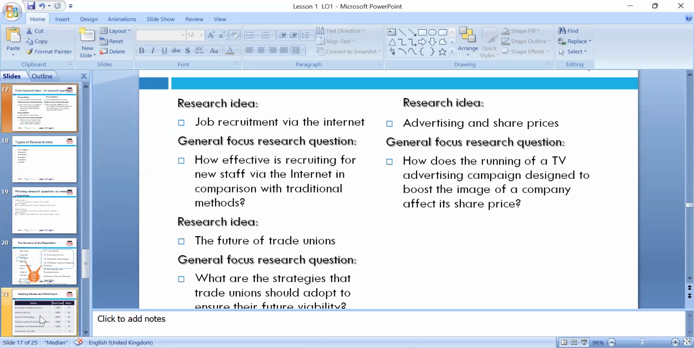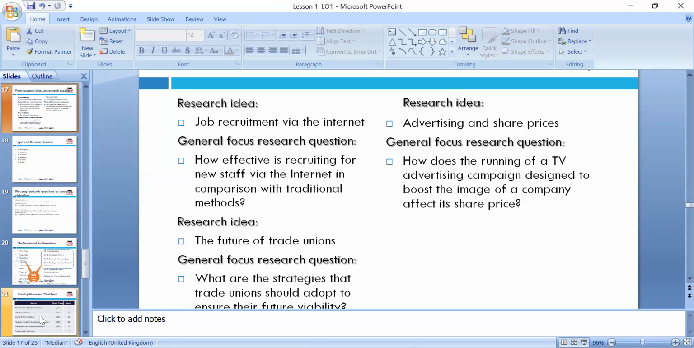Okay, so when we say research ideas like job recruitment via internet, that can be a topic. The general focus of the research question can be: how effective is recruitment of new staff via internet compared with the traditional method? So maybe we want to look at the effectiveness of internet recruitment compared to the old. We can look at cost and benefit. What do you think, which one is costlier? Maybe we can look at people's views to answer these questions, and that will help achieve the objective and aim of the research.